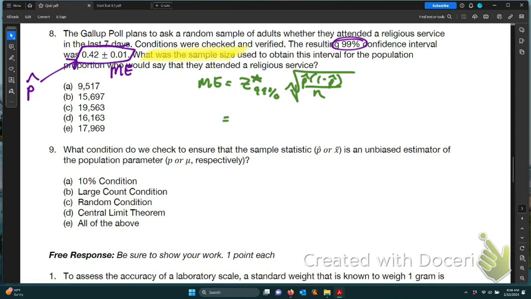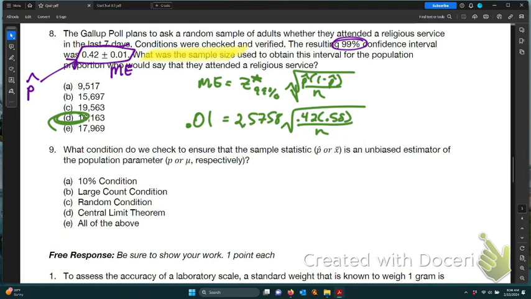So we're going to use margin of error is Z star for 99% times the square root of p hat times 1 minus p hat, which we do have p hats, divided by n. The Z star critical value for 99%, 2.5758-ish. P hat in this problem is 0.42. And my sample size, I don't know. The margin of error for this problem is 0.01. And then you do algebra, and you get D.